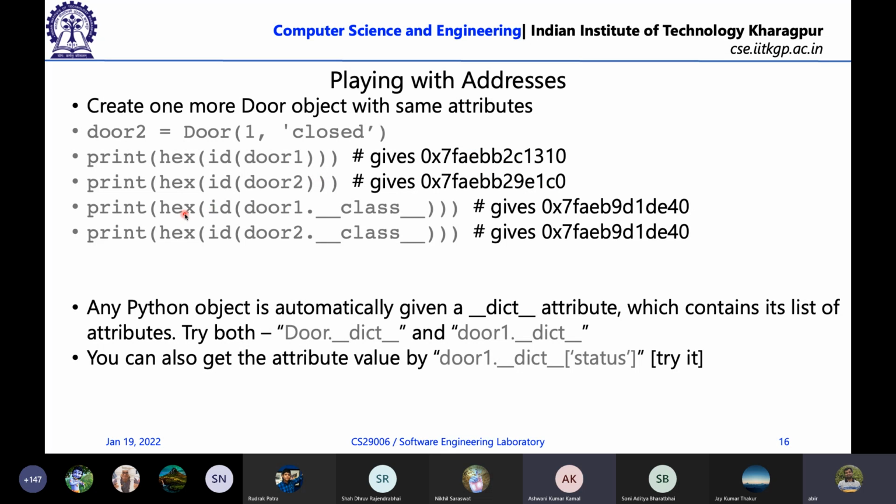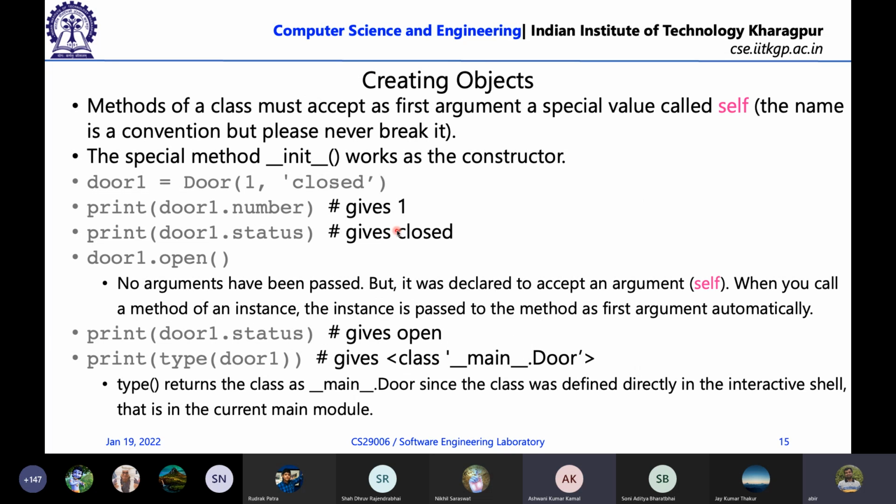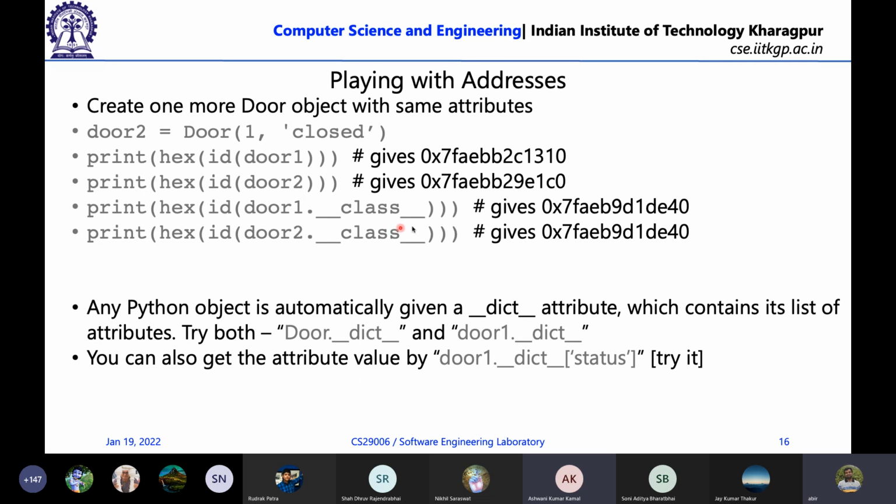But if you print the class of both objects, they are the same because they are coming from the same class, right? So door1 dunder class. Yeah. So this is again another special attribute that gives the class name.